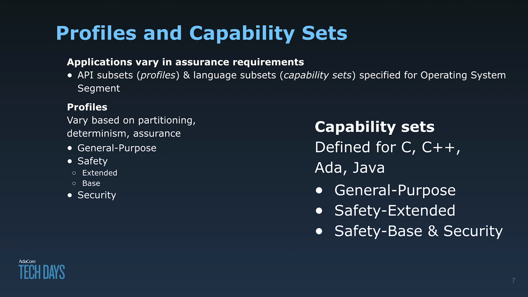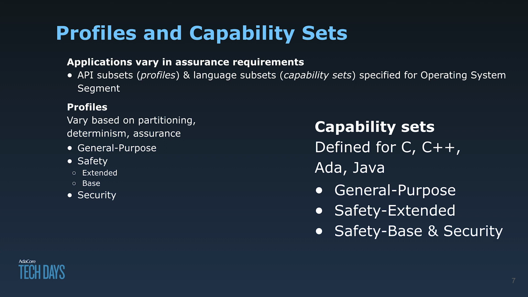So in particular, the FACE standard defines what are called profiles. These are subsets of the operating system's API that will support various levels of assurance, and also language subsets called capability sets that correspond to what are in those API profiles. So if there's various runtime services in the profiles, there'd be a corresponding language subset that would map to those runtime profiles. Earlier versions of the FACE standard used the term profile for both the language and the API.